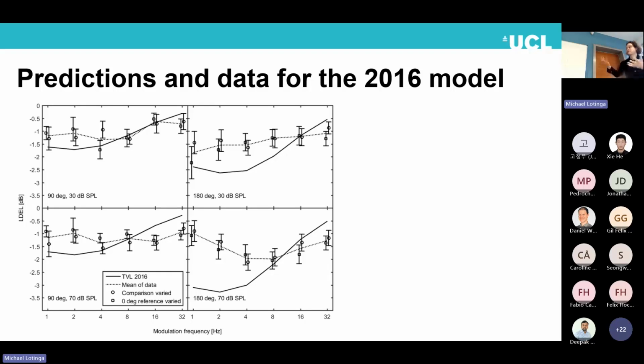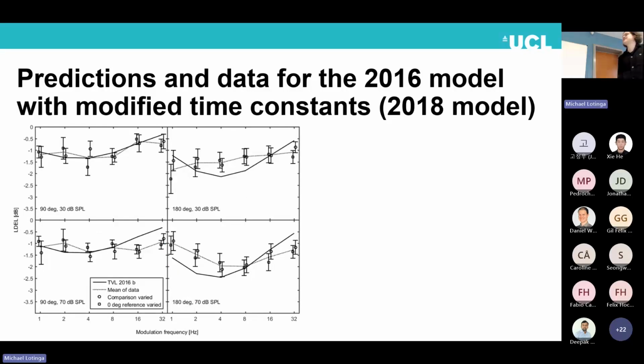However, right here we found a high discrepancy between the prediction by the model predicting a rather large effect and our data saying that, yeah, it's not that much louder. And that led us to thinking more about the time constants that we used. For the 2016 model, we used a release time for long-term loudness of 2 seconds. And when we decrease that 2 seconds to 750 milliseconds, then we get a nice fit to that data.